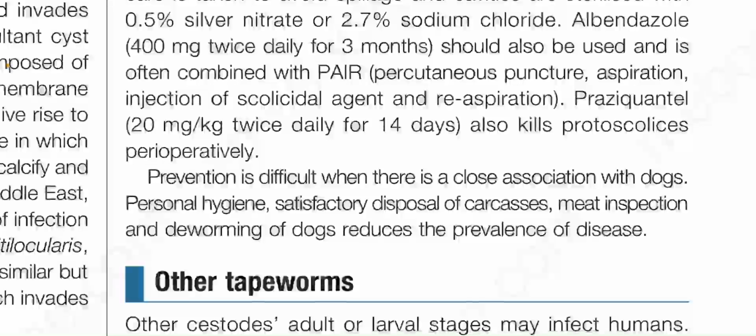Prevention is difficult when there is a close association with dogs. Personal hygiene, satisfactory disposal of carcasses, meat inspection, and deworming of dogs reduce the prevalence of disease.